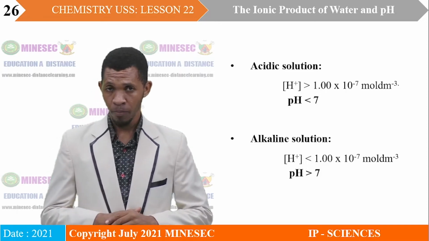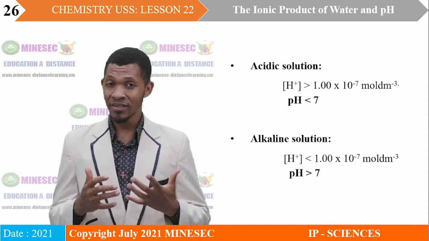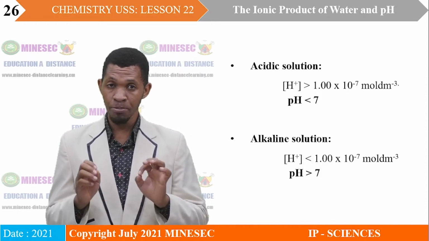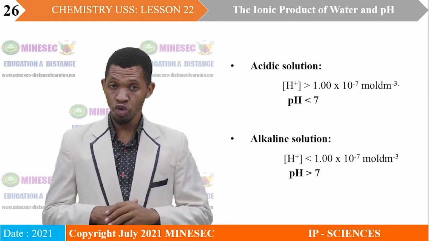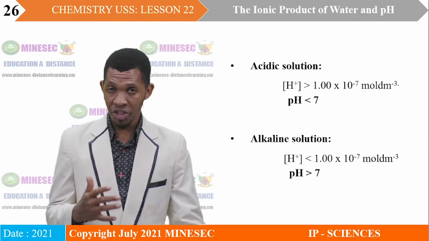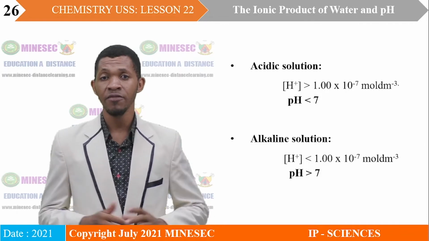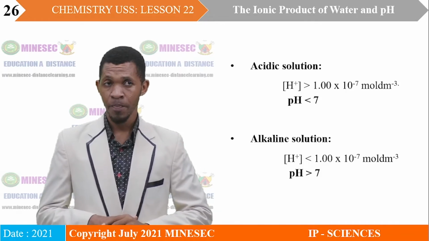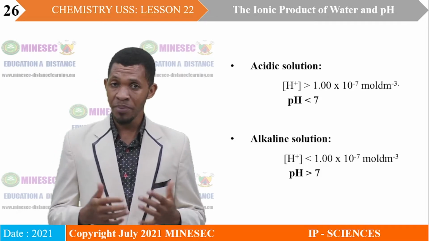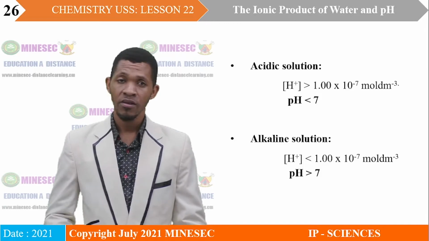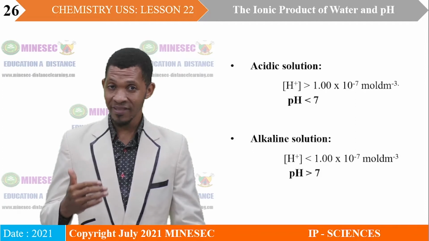In alkaline solutions, the molar concentration of hydrogen ions is less than that of hydrogen ions in pure water at 25 degrees Celsius. That is, in alkaline solutions, the molar concentration of hydrogen ions is less than 1.00 times 10 to the power negative 7 moles per cubic decimeter. Now, substituting this value in the expression of pH and simplifying, we'll have a pH value greater than 7. This means that alkaline solutions have pH values greater than 7.